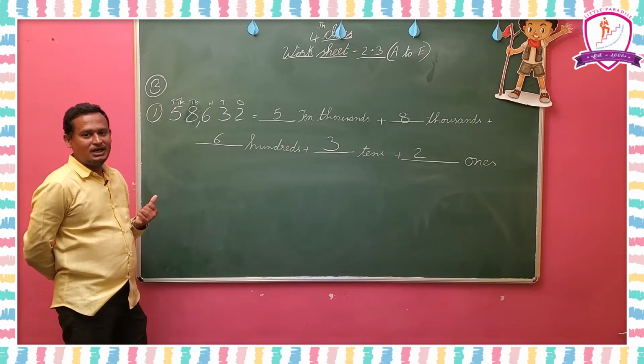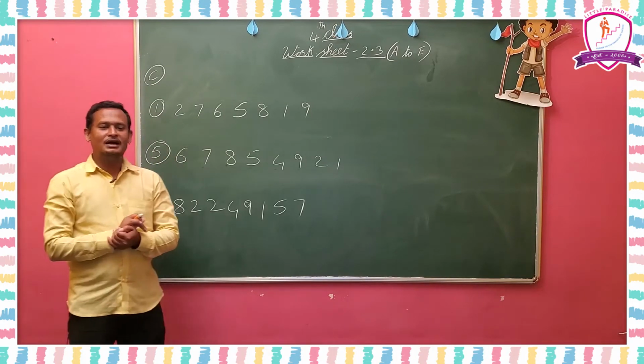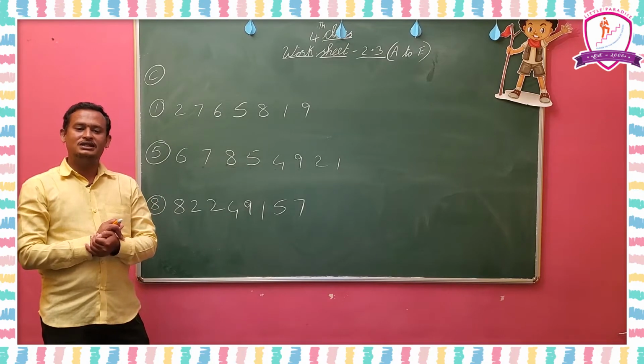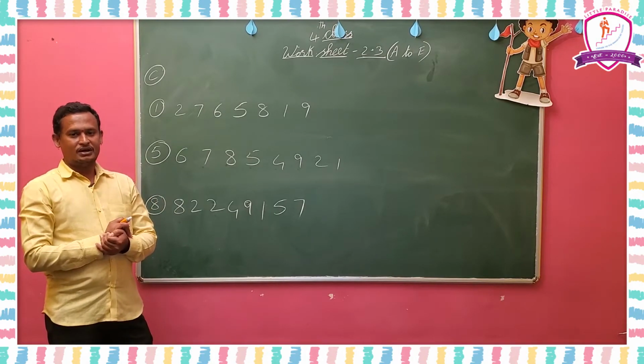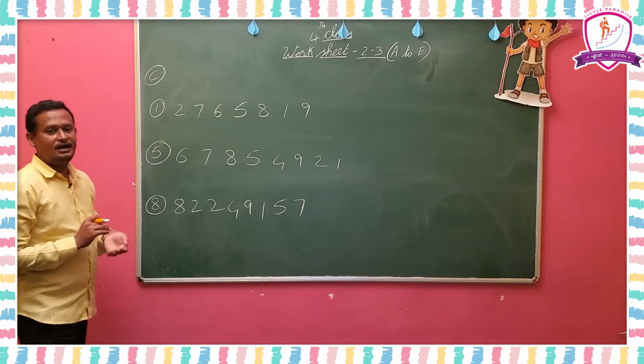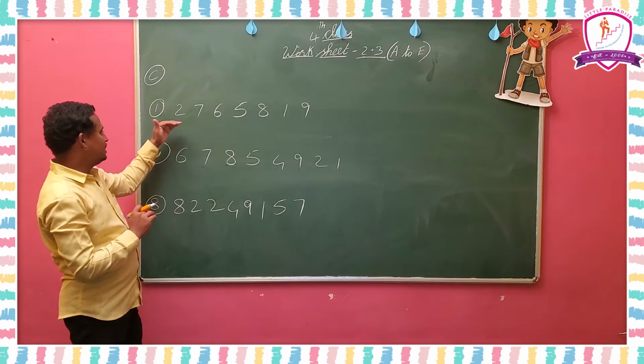Okay, now I am going to explain the C Roman. In the C Roman, put commas between the periods in the following numbers using the Indian place value system. This is the C Roman. In this C Roman, I am going to explain 1, 5 and 8. So observe the first sum here.